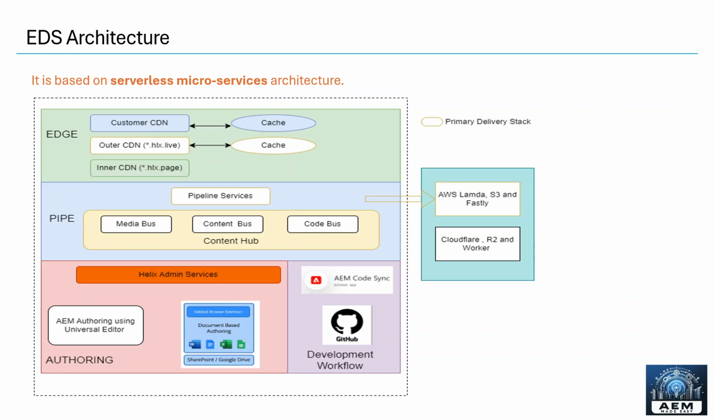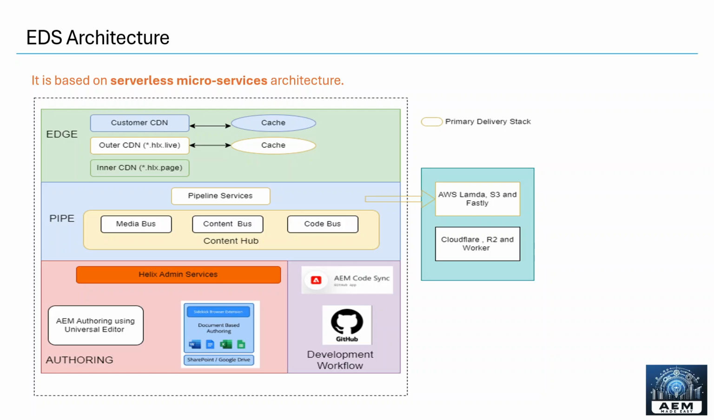Similarly, if we come to the content bus, this is a path addressable storage for structured and semi-structured authored content. Within the content bus also there will be one folder for each content bus ID. And inside this content bus ID folder, there are two content bus partitions: one is preview and the other is live.